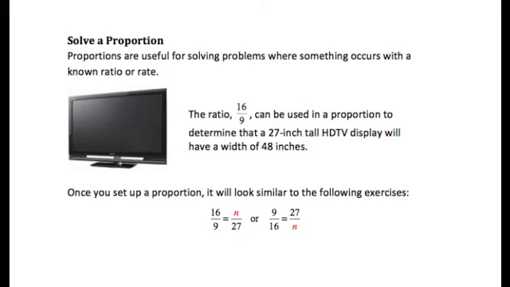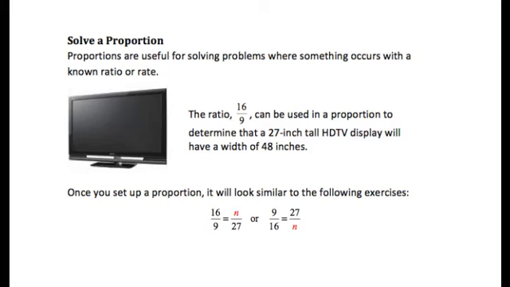Solving a proportion. Proportions are useful for solving problems where something occurs with a known ratio or rate. For example, the ratio 16 to 9 can be used in a proportion to determine that a 27-inch tall HD TV or widescreen TV display will have a width of 48 inches. So once you set up the proportion, it will look similar to something like this.